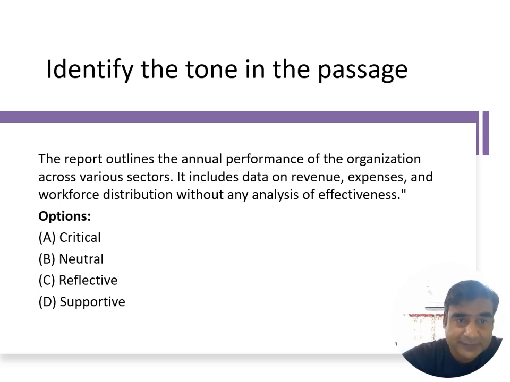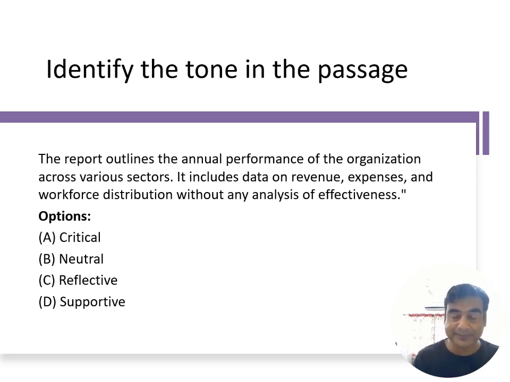Let's look at another question. The report outlines the annual performance of the organization across various sectors. It includes data on revenues, expenses, and workforce distribution without an analysis of effectiveness. Now, what is the paragraph talking about? It's talking about a report, what it contains and what it does not contain. It contains revenue, expenses, workforce. It does not contain an analysis on effectiveness. So am I presenting my views? No. I'm simply saying what it contains and what it does not contain. So the idea here is neutral. The author is not presenting his views or ideas. It's simply talking to the point.